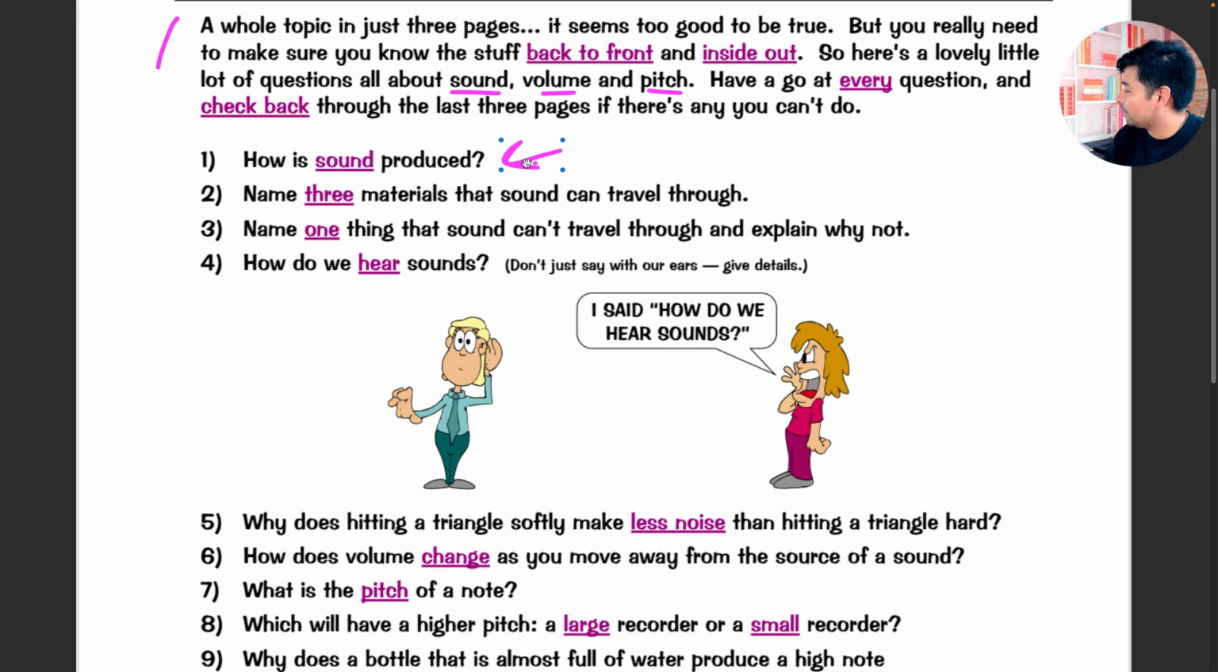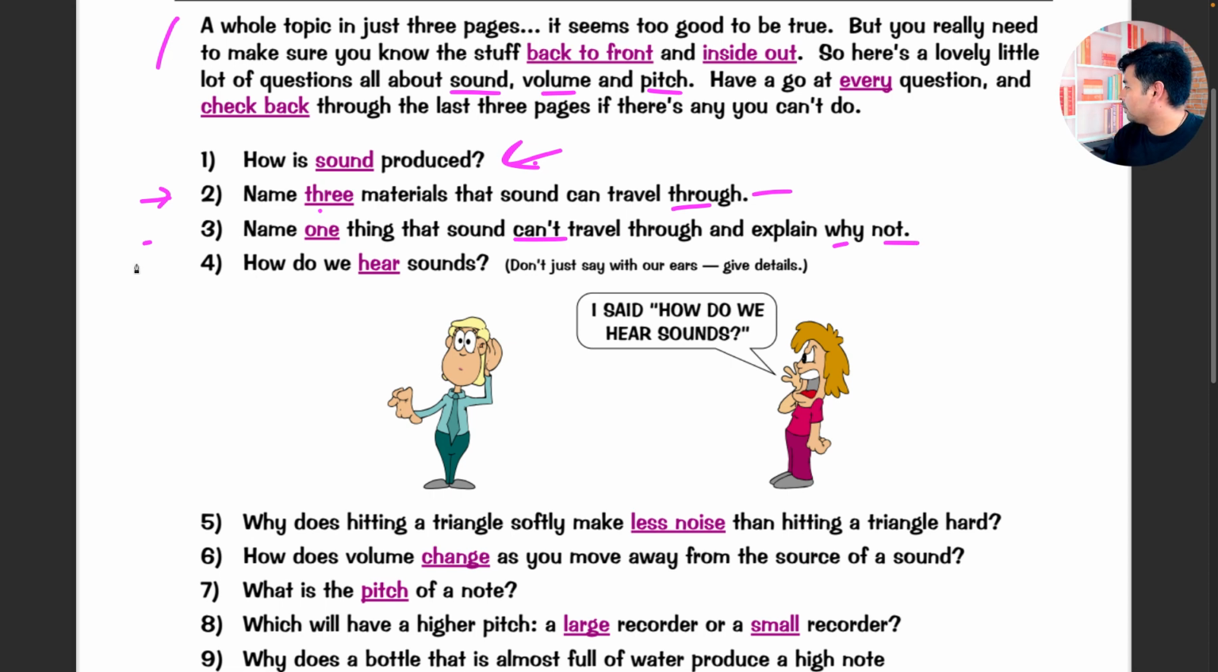That's question number 1. Number 2: name 3 materials that sound can travel through. Name 3 materials that sound can travel through. Number 3: name one thing that sound can't travel through, and explain why not. If there are some materials the sound can travel through, there are other ones it can't, and why. So you have to answer that.